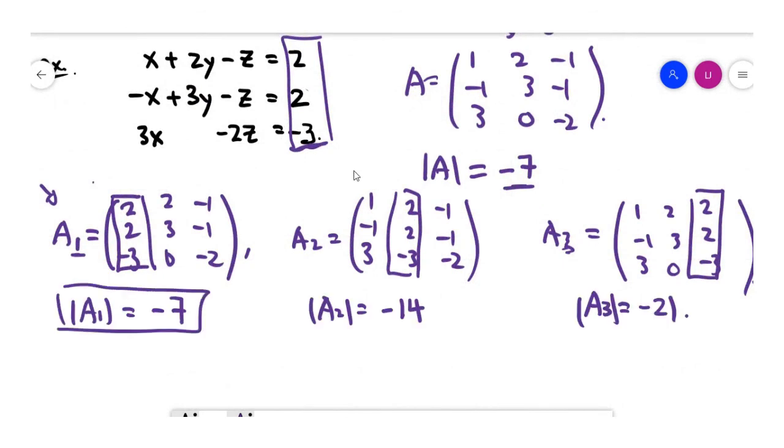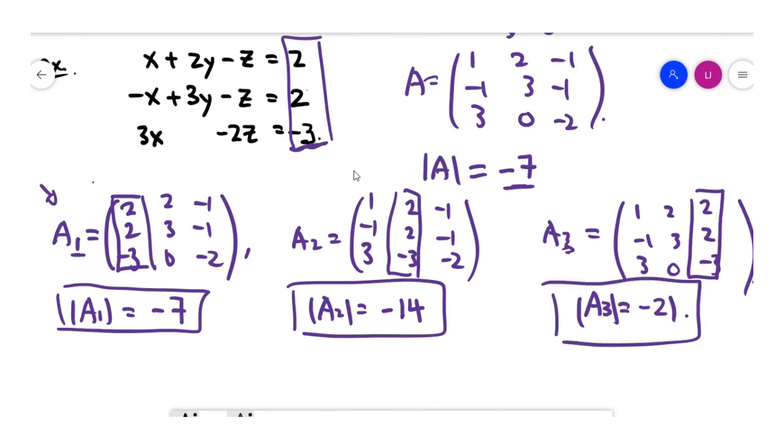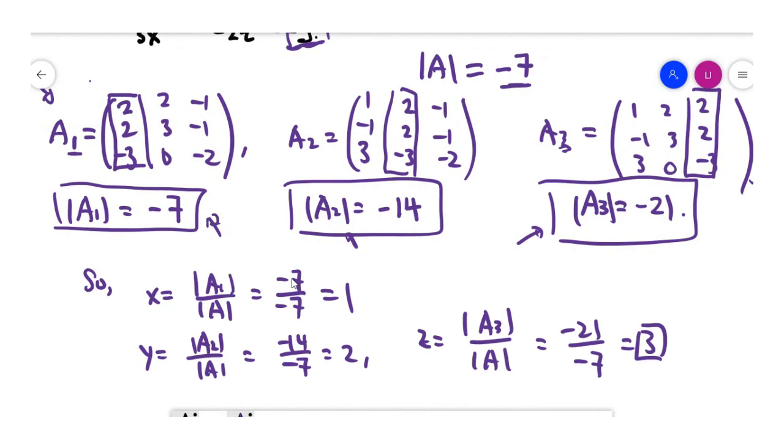So the determinants should be found in this way. These are the determinants of the three matrices correspondingly, and from there you can arrive at the answer for the three variables. So x is 1, y is 2, and z is 3. And that's the answer to the system here.